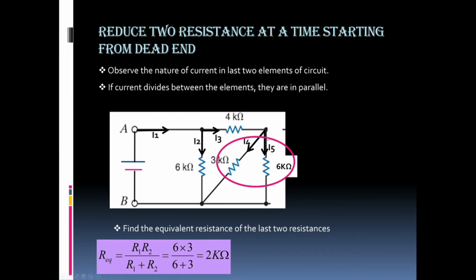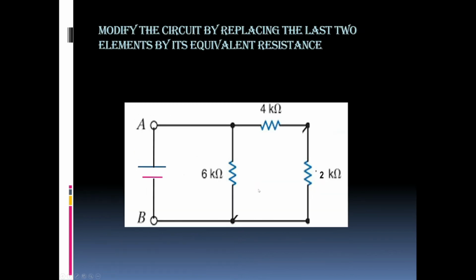So there's division of current. In that case, they are parallel. So if they're parallel, you use the law. It is the product of both the resistances divided by the sum. It is 6 into 3 divided by 6 plus 3. You'll get the answer 2 kilo ohm. Then you put the 2 kilo ohm instead of these two.